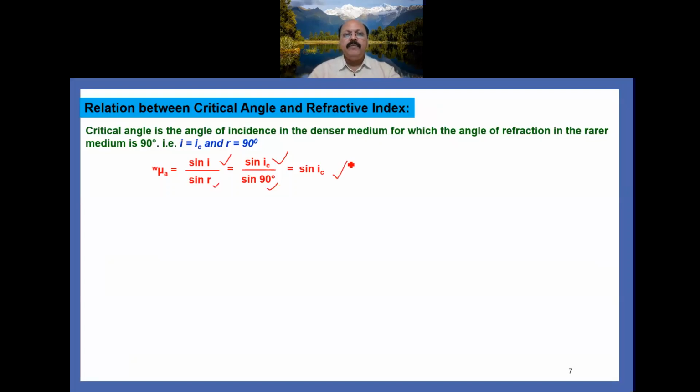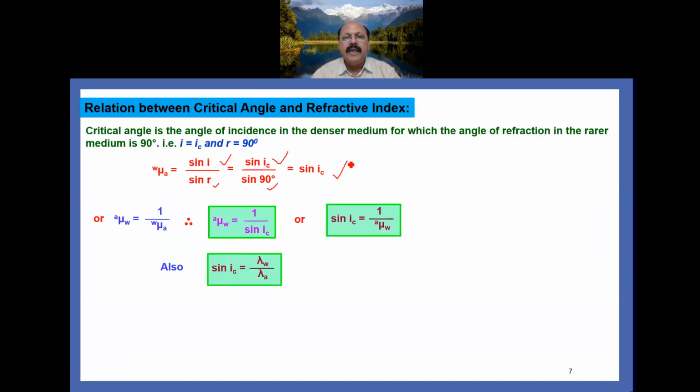But we have to find out the refractive index of water with respect to air, which is the reciprocal of the refractive index of air with respect to water. That's why aμw equals 1 upon wμa. Therefore aμw equals 1 upon sin ic. That is, the refractive index of water with respect to air is the reciprocal of the sine of the critical angle. Or we can say that sin ic equals 1 upon aμw.